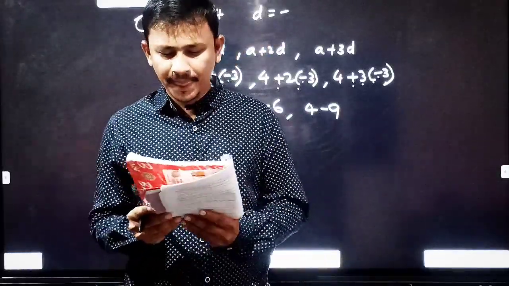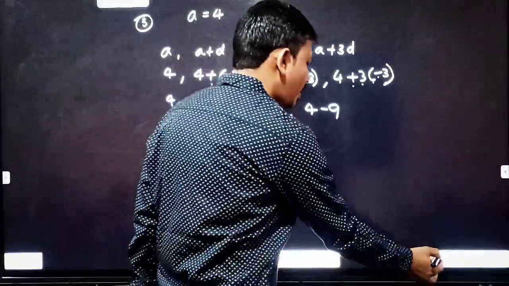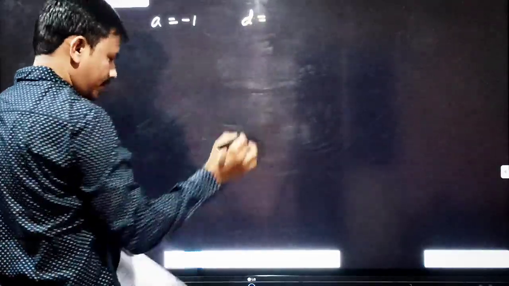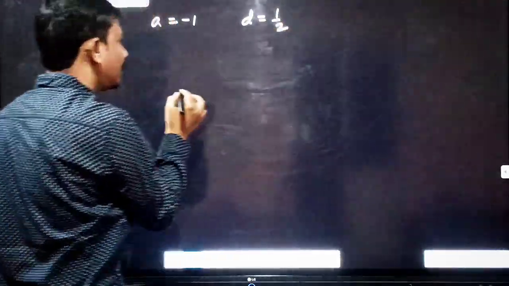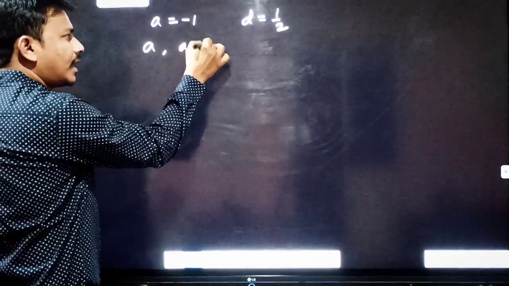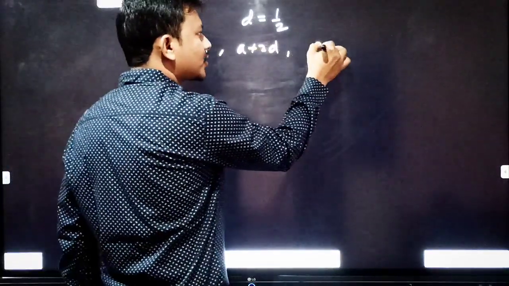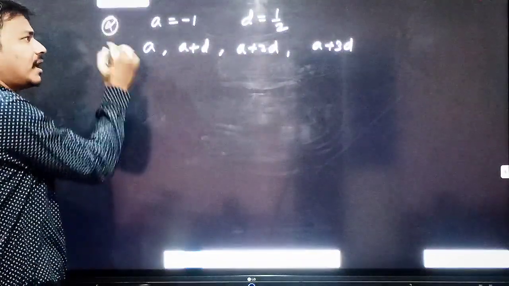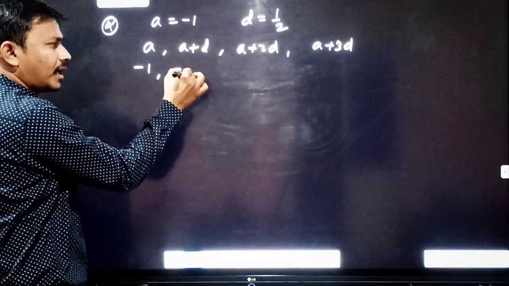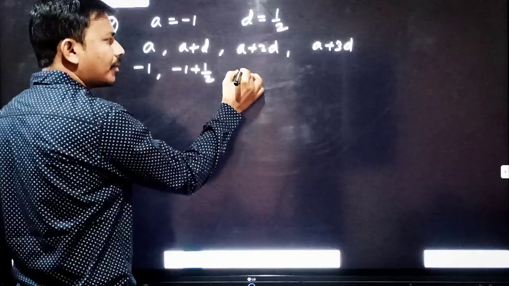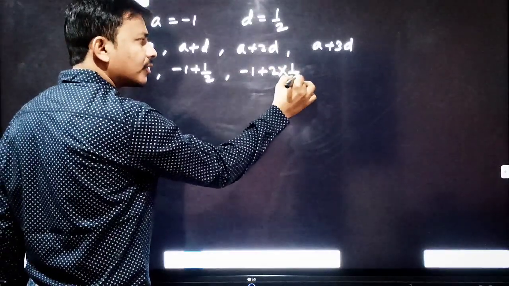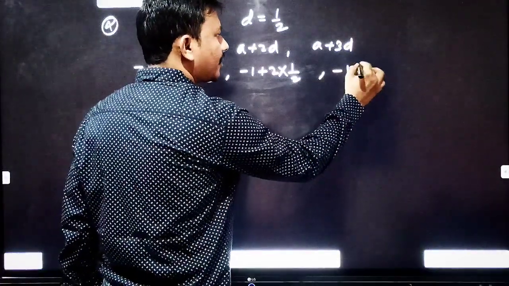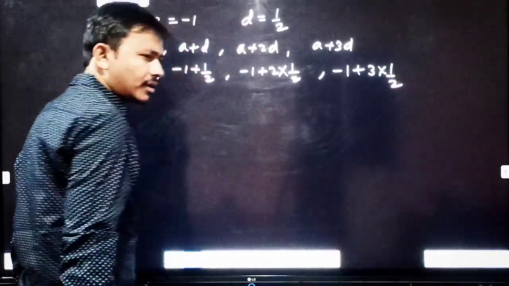Now this is question number 3. And the fourth question. What is the fourth question here? A is equal to -1, D is equal to 1 divided by 2. What we need to find out? First four terms. A, A plus D, A plus 2D, A plus 3D. Correct? Okay, what is A value? -1, comma, -1 plus 1 by 2, comma, -1 plus 2 into 1 by 2. Correct? 2 into 1 by 2, comma, -1 plus 3 into 1 divided by 2.